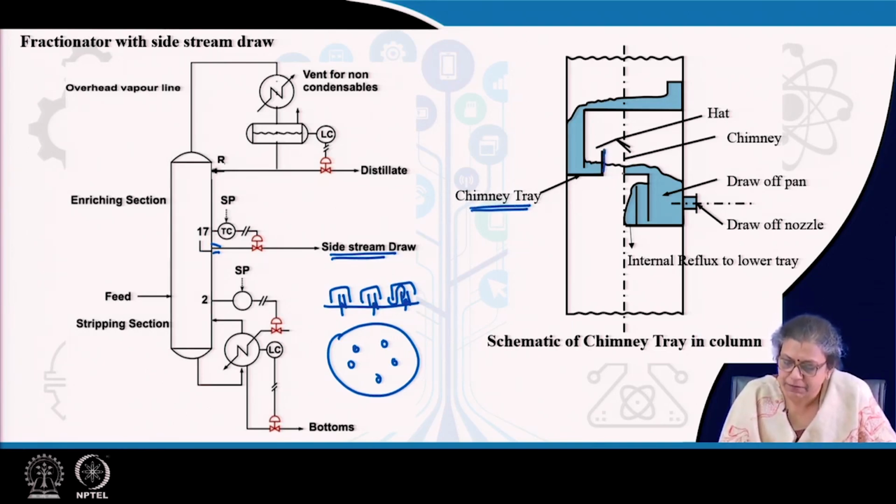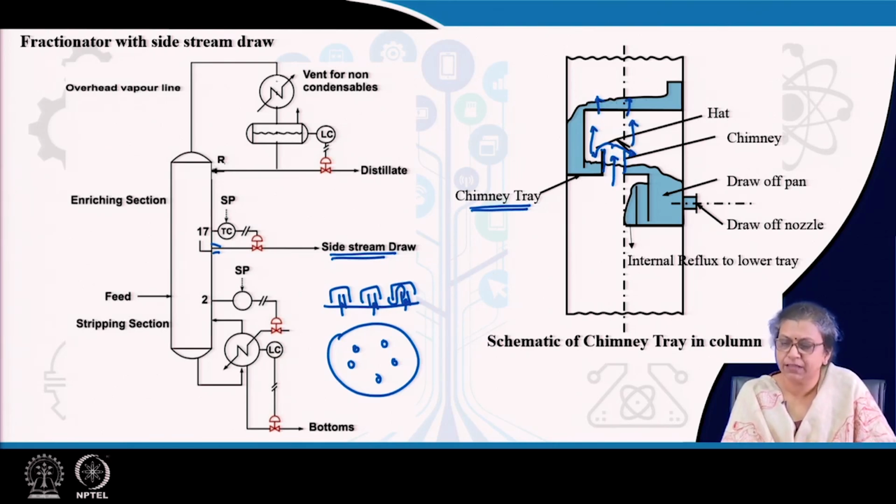We have very long risers, such that the riser ends above the liquid column in the tray, and the vapor which is rising through this does not come into contact with the liquid here. The vapor rises, goes out between the hat and the chimney, and then rises up and bubbles through the liquid on the upper tray, and in the upper tray the enrichment goes on as usual. In this tray, what happens?